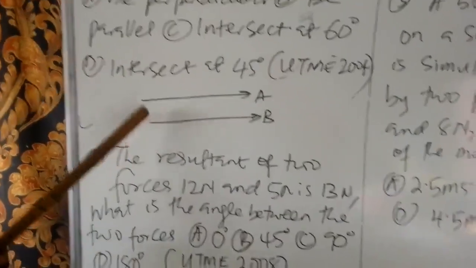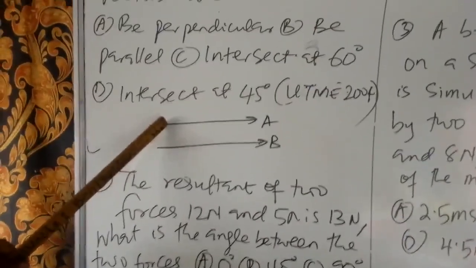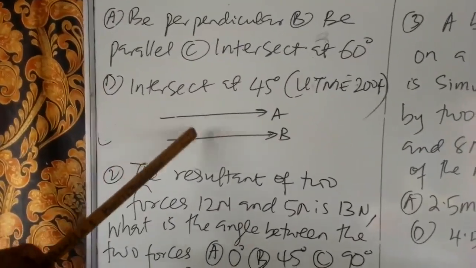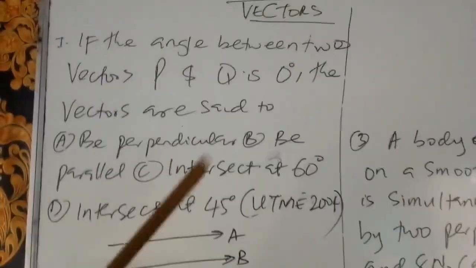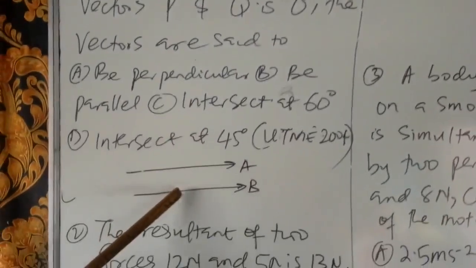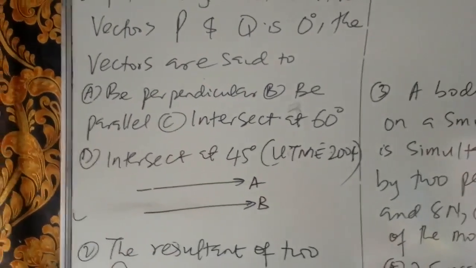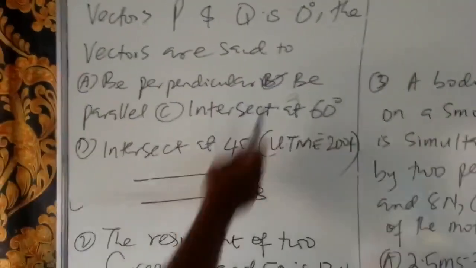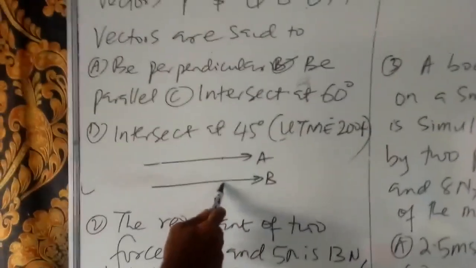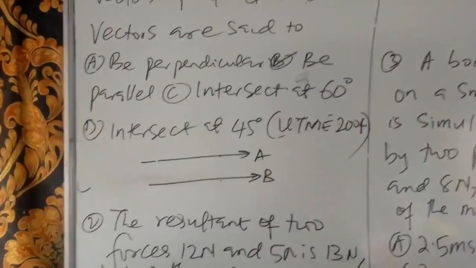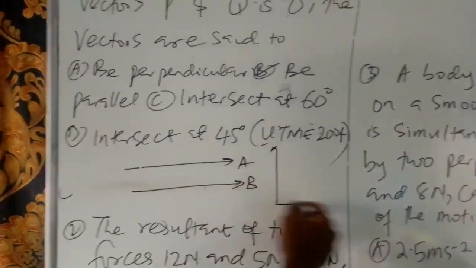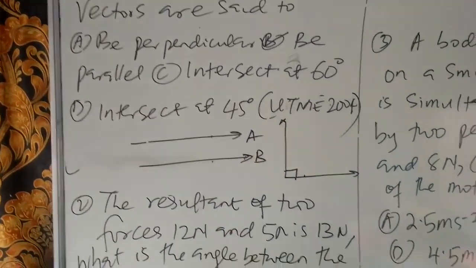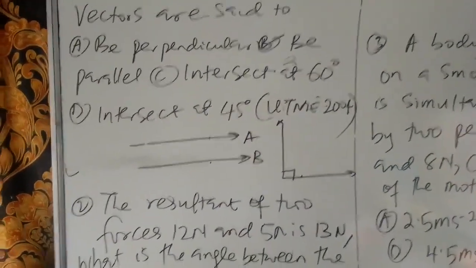And there will be no angle, because an angle is made when two lines intersect. So when two vectors are parallel to each other, the angle between them is 0, and such vectors will produce maximum resultant. So the answer to this question is option B. When the angle between two vectors is 0, they are lying parallel to each other. But if the angle between the two of them is 90, we now say that the vectors are perpendicular to each other. So that is the answer to question number 1.